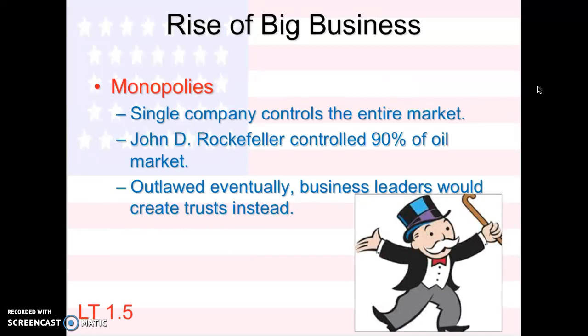Cool. So today we're going to be talking a little bit about monopolies and more about big business. We had talked about Andrew Carnegie and Vanderbilt. So monopolies basically are a single company that controls the entire market. John D. Rockefeller is going to be the first to get one of these monopolies, and he controls 90% of the oil market. This is outlawed eventually, and business leaders create trusts instead. So we'll get to what a trust is in a second.